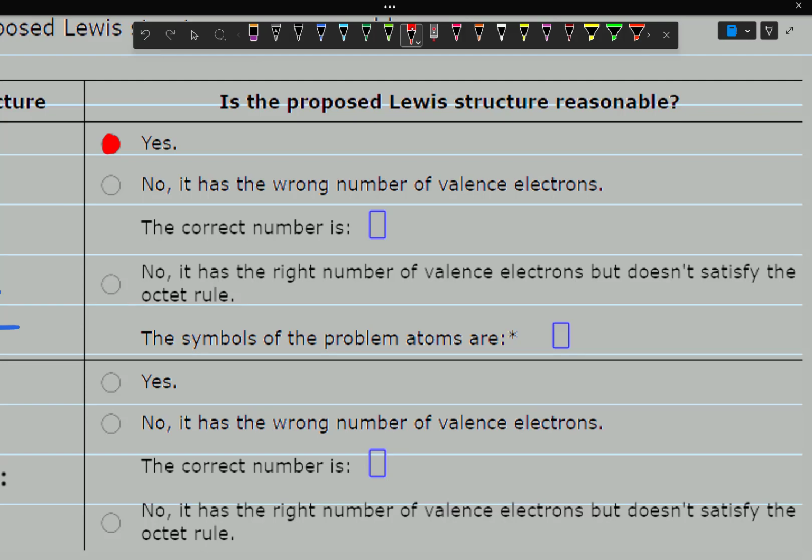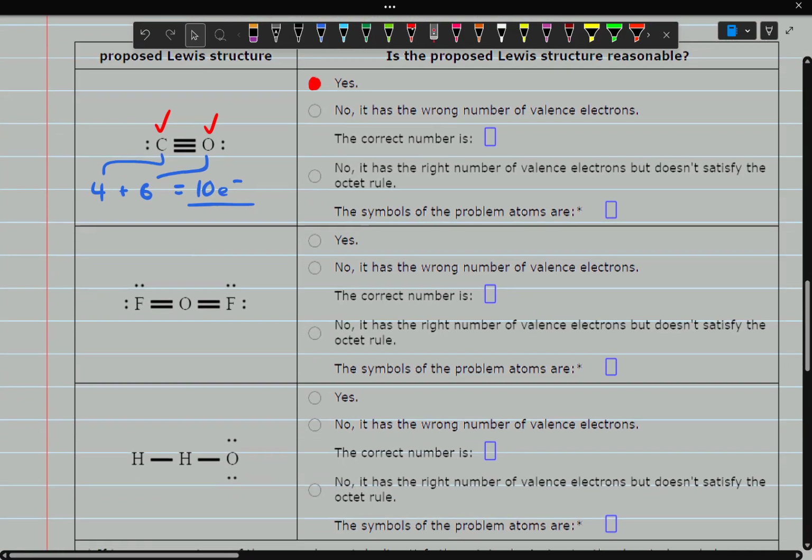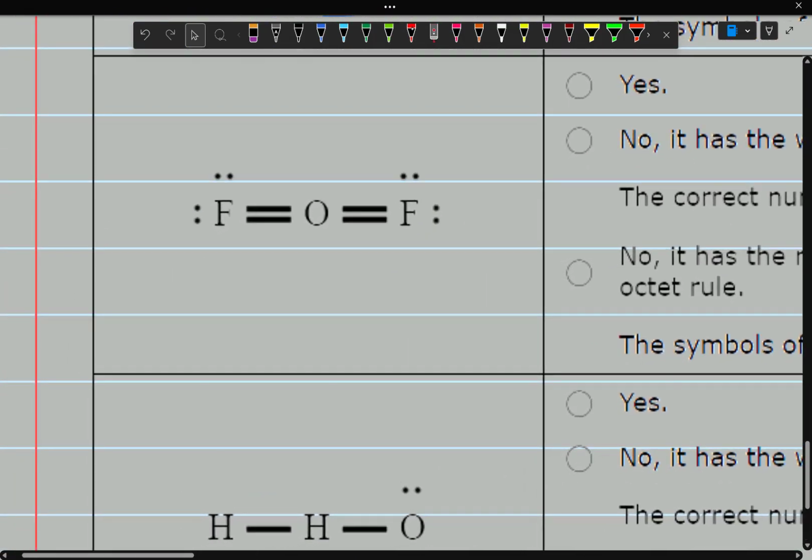Drop my pen. Okay, so moving on to the next one.